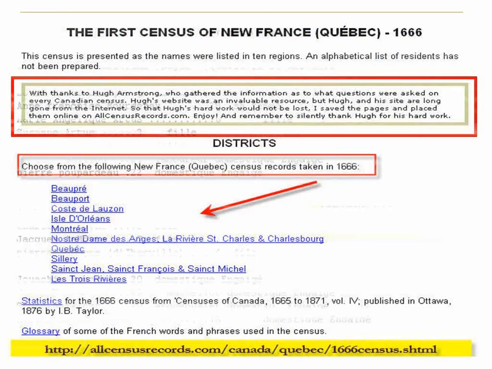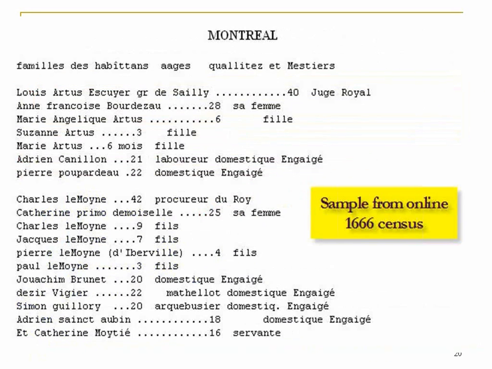And also, this is actually a sample for Montreal, and it gives you what they actually collected. In this sample, you see Louis Otis, and it gives you the name of all the members of his family. Marie's a daughter. She's 6 months old. And you go through, and this is what is on that census, whether they were a laborer, a domestic, engaged in domestic work.